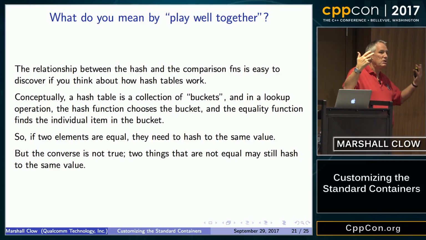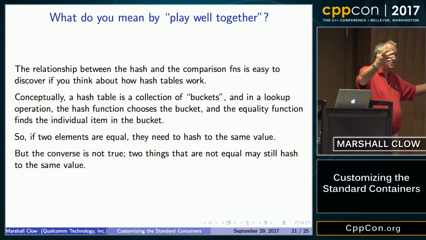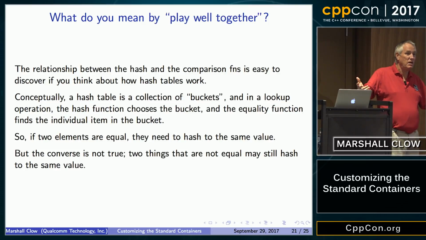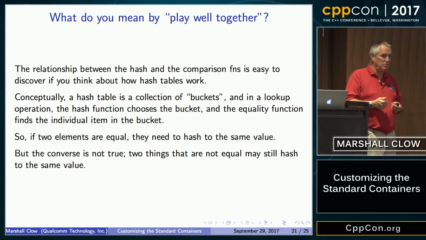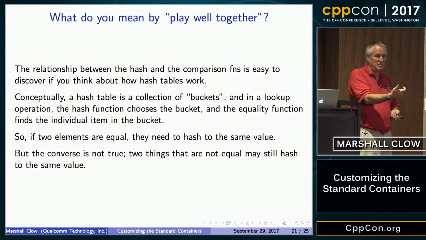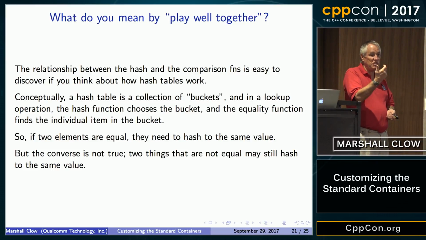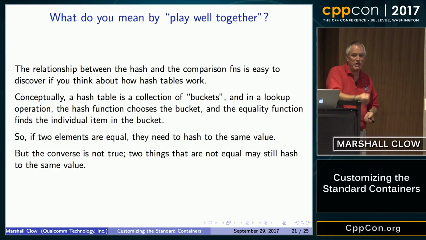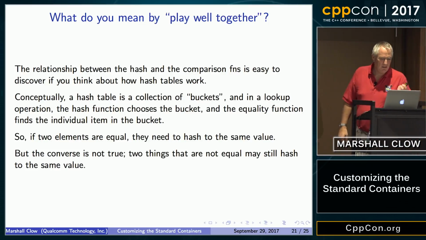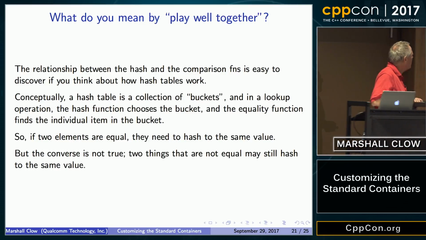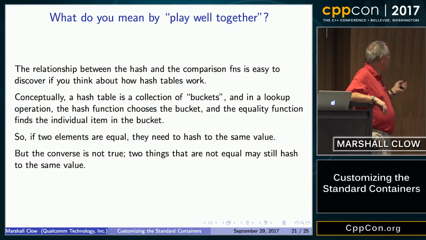Suppose you have an unordered set of strings, and your hash function returns a size_t. That's 32 bits or 64 bits. There are way more possible strings than that. You're going to have a collision eventually. Two things that are not equal still may hash to the same value.